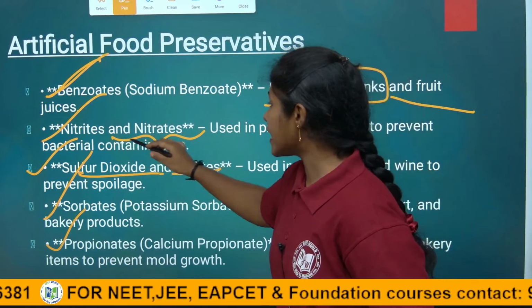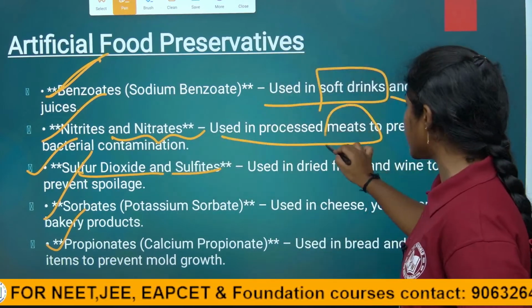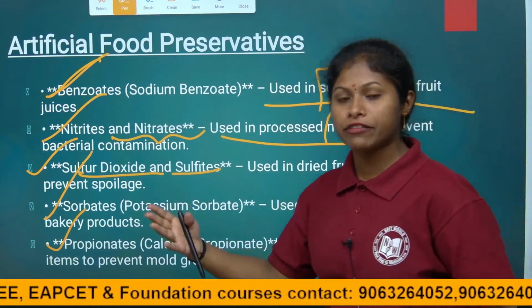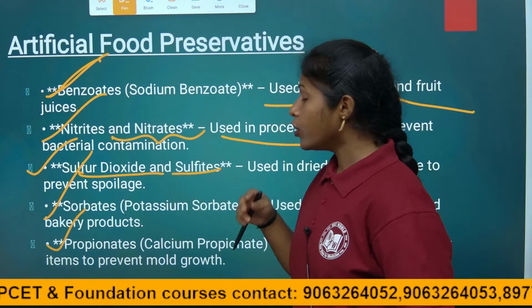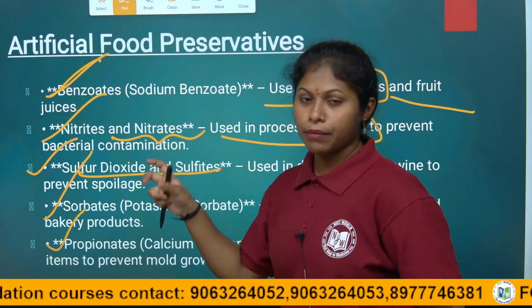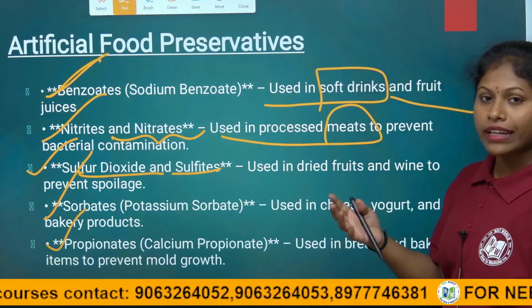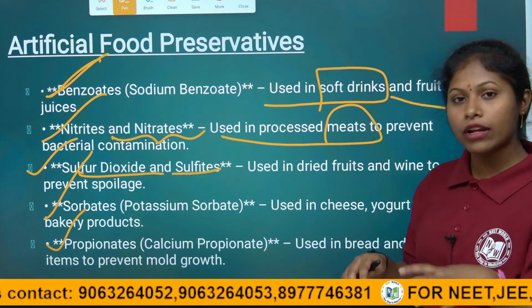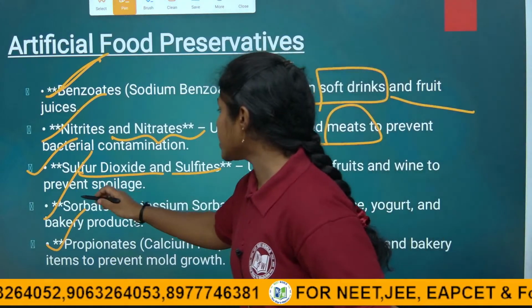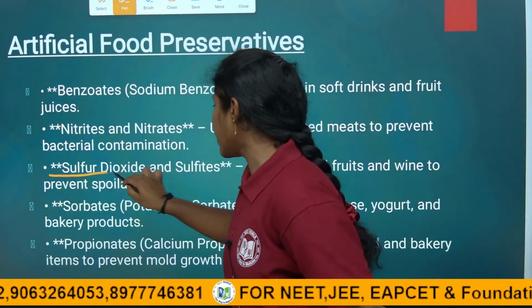So nitrates and nitrites are used in the processing of meats to prevent bacterial contamination. For the export of meat from other countries, they mostly use these nitrates and nitrites because importing countries do not allow contaminated food or spoilage; it prevents bacterial growth. And the next one is sulfur dioxide and sulfites.